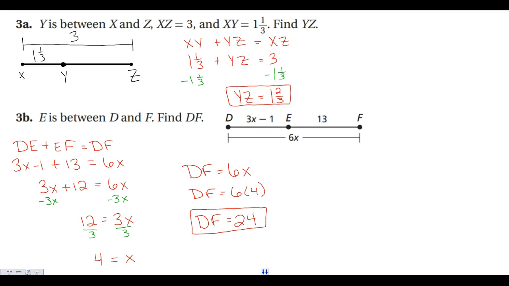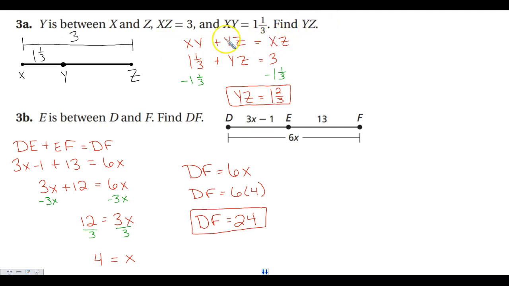Okay, so here we go. Hopefully you got for part A that YZ was 1 2/3, and for part B that DF was 24. What you should have done here for A is draw your segment XZ with Y somewhere in between those two, label XY as 1 1/3 and label XZ as 3 from the information that is given to you up here. Then you want to find the length of segment YZ.